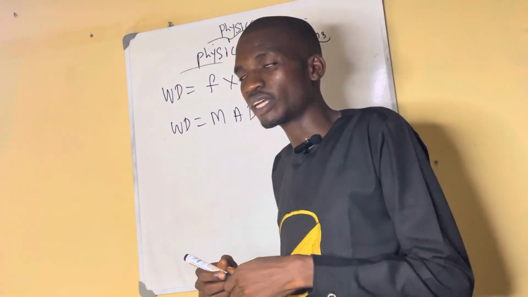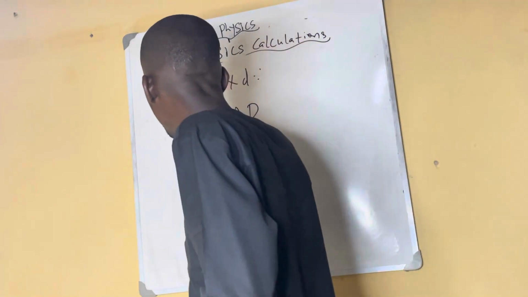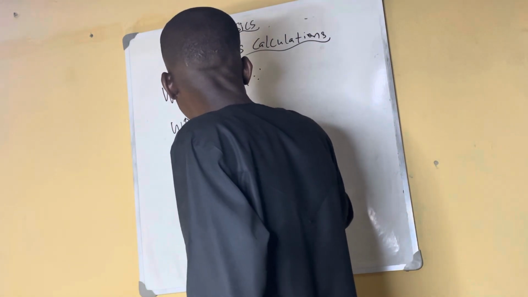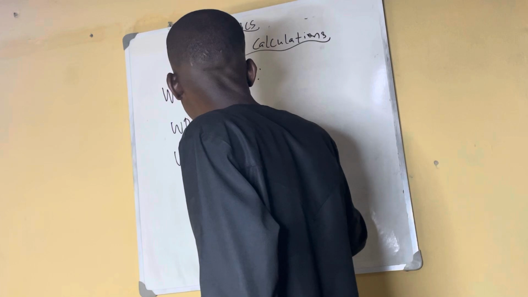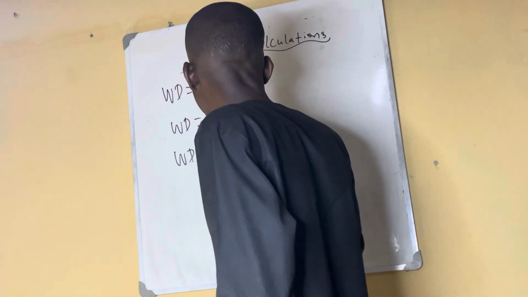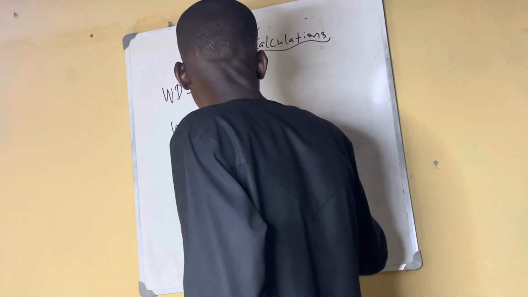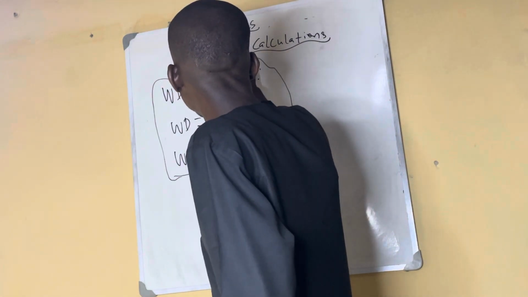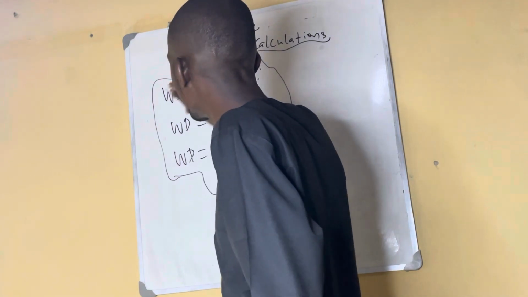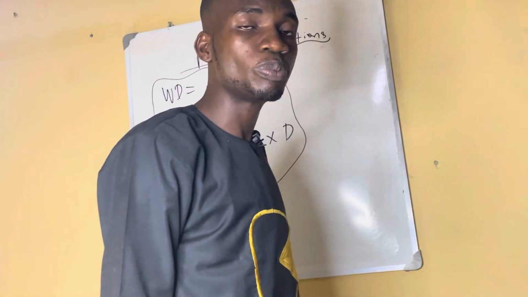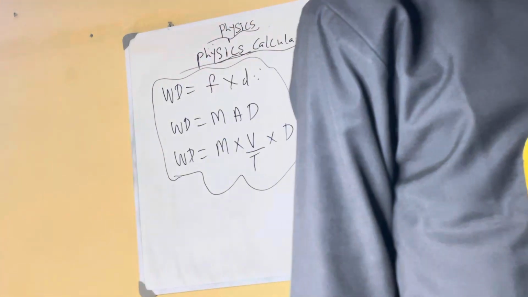Do you understand? So we can also say that work done is equal to mass times acceleration, which is velocity over time, times distance. So these three are the formulas of work done. You understand? So once you know it, it depends on the question you see that day. You tackle it once and for all. Once you know peace. Thanks so much for listening.